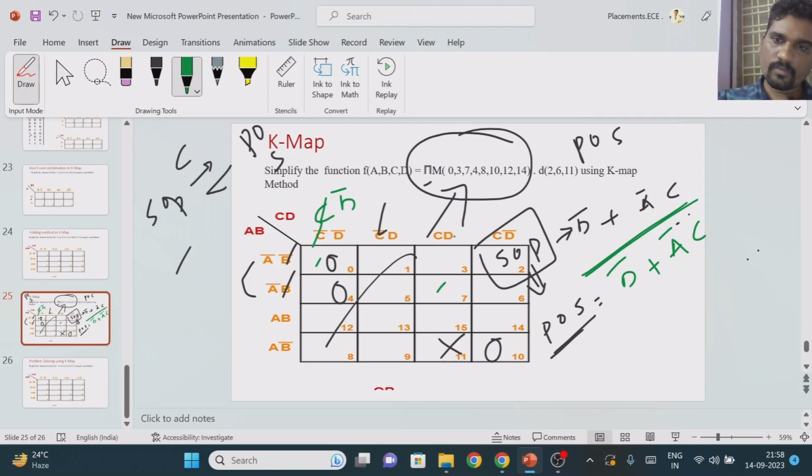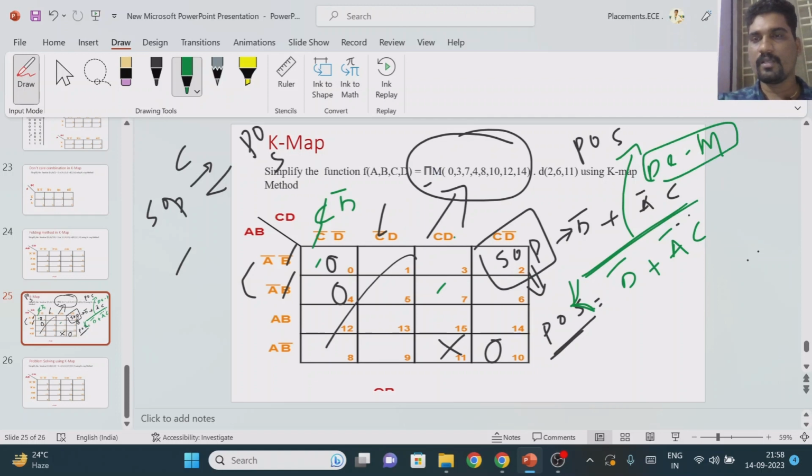Now if you want to find the answer further, here we have the whole complement, which means we need to apply De Morgan's theorem. What is De Morgan's theorem, guys? The second rule of De Morgan's law: A plus B whole bar equals A bar into B bar, right?